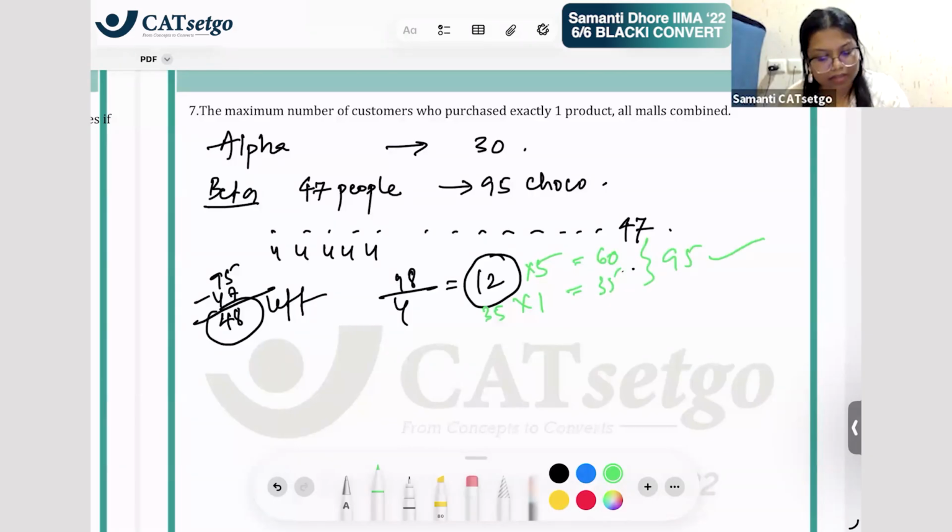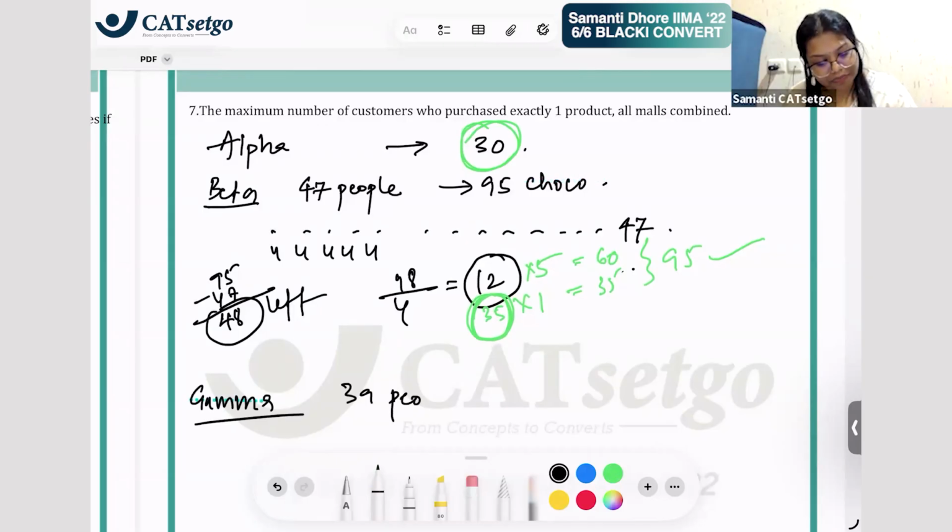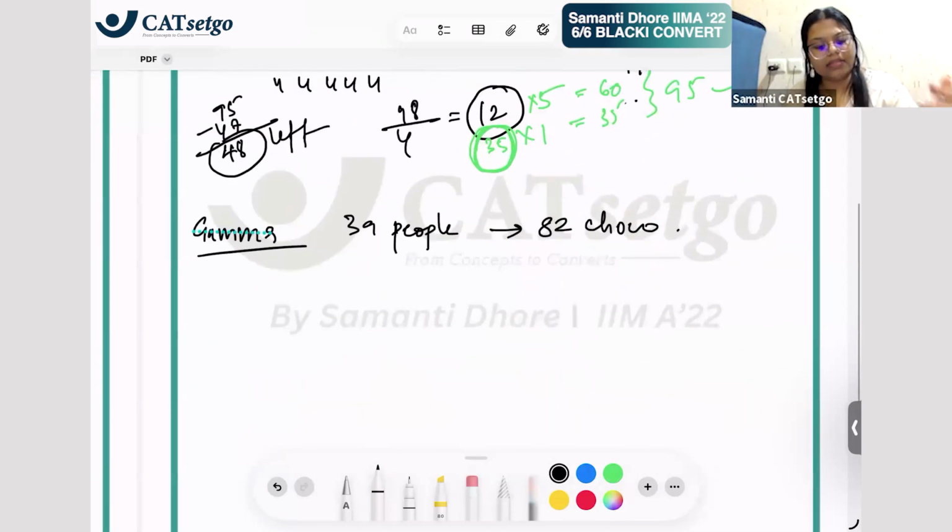Makes sense. So my answer is 35. Here the answer was 30. Same for Gamma. What is there in Gamma? There are 39 people and 82 chocolates. So again, similarly, what do we do?